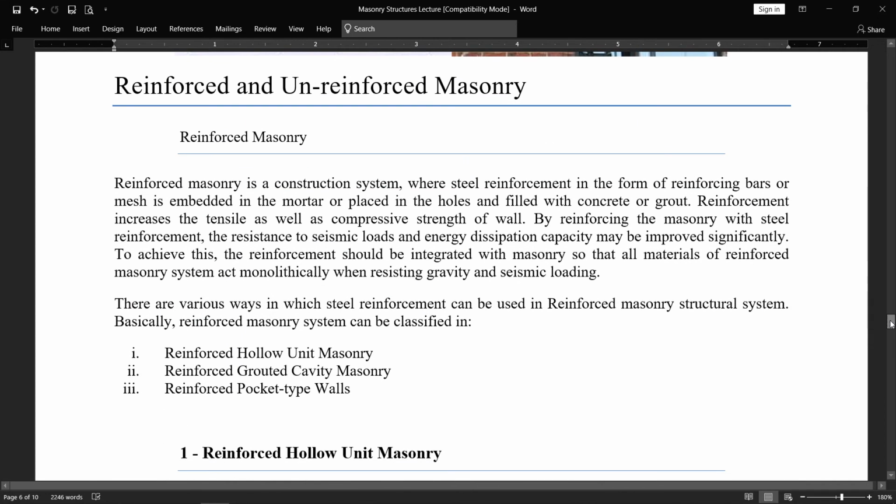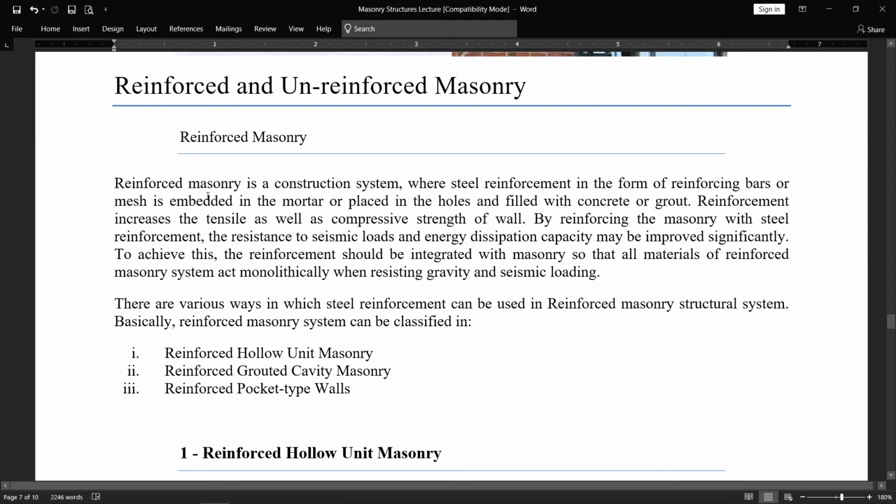Now, our next topic is reinforced and unreinforced masonry. In reinforced masonry, we often provide steel reinforcement in our masonry walls. How we design them and what the types are, I will discuss in reinforced masonry. We can also call it reinforced concrete masonry or reinforced masonry.